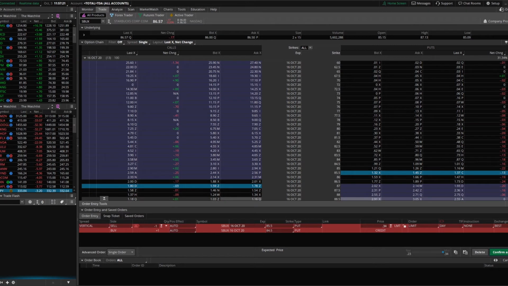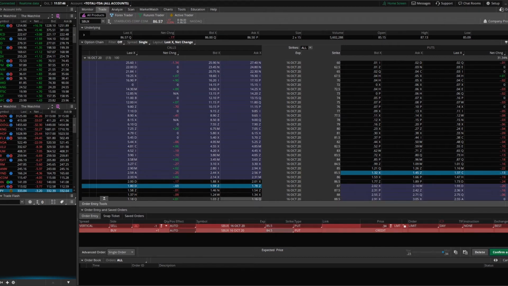So if Starbucks stock ends below 84.5, we're going to lose all of our collateral. So we're going to lose the whole $100 minus our credit. So we're actually only going to lose the $68. We're not going to lose $100 total. We're only going to be losing $68 because we did receive $34 in credit up front.